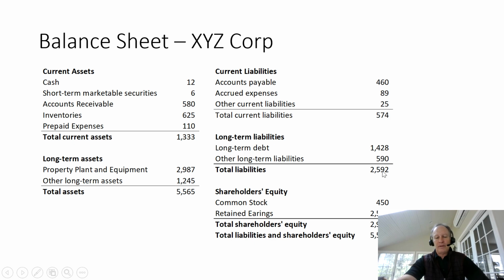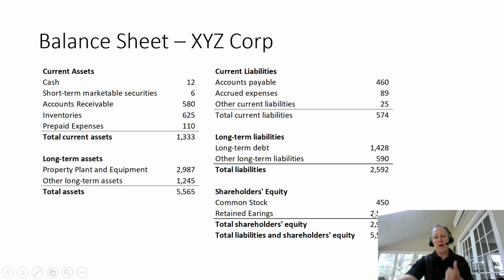Total liabilities, 2592, and then shareholders' equity. Common stock, this is stock that you've issued to the public to finance your business. So, when you went public, you did an IPO, you issued stock, but maybe there were secondary offerings as well. Retained earnings, this is the accumulation of all the earnings your firm has ever earned that you have not distributed out in the form of dividends.